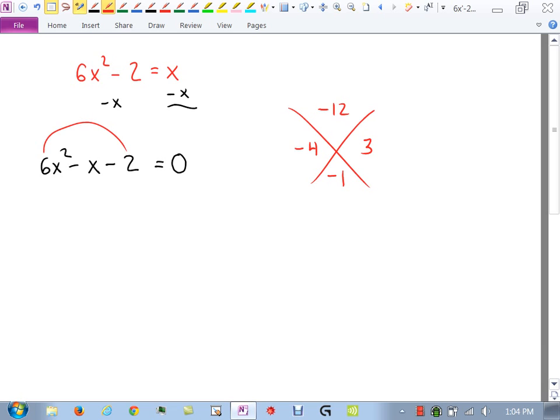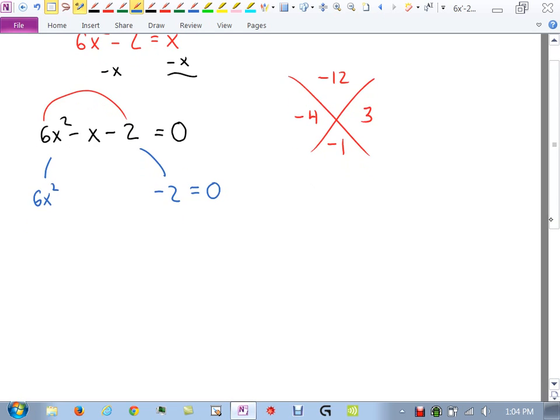Okay. Then I go and I break this thing down. I write the 6x squared. I write the negative 2. I put my equal 0. In the middle, I will have what? Minus 4x plus 3x. Are you all comfortable with that step? I mean, I guess that's kind of a rhetorical question, right?